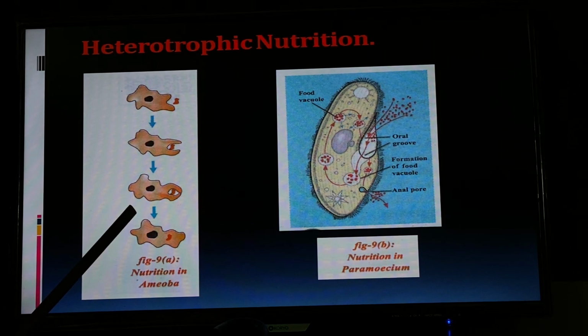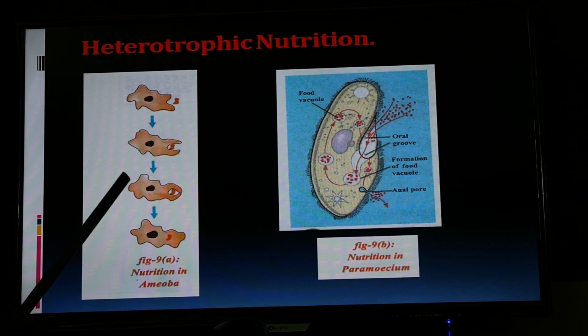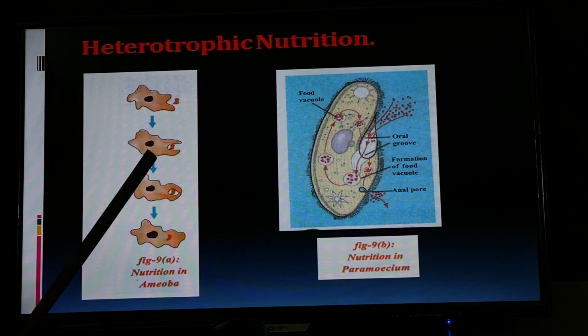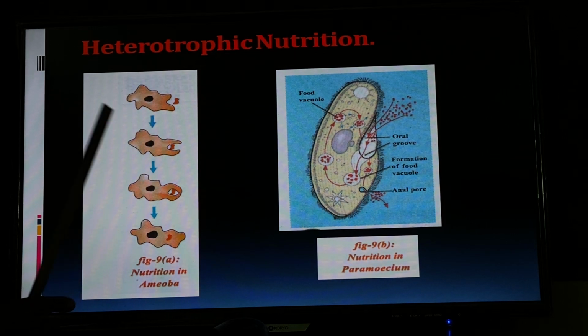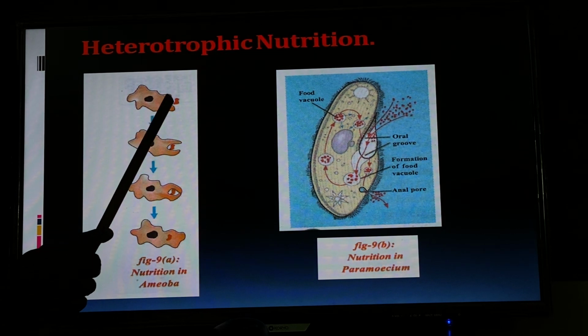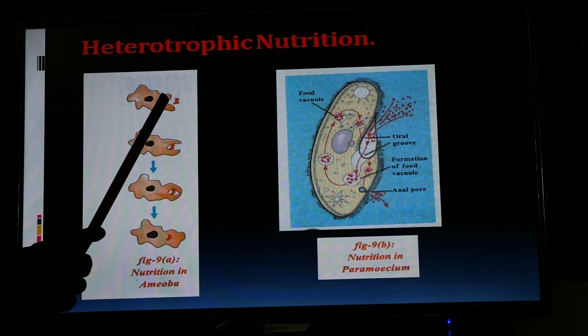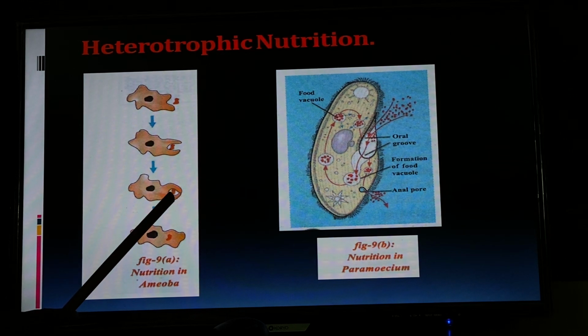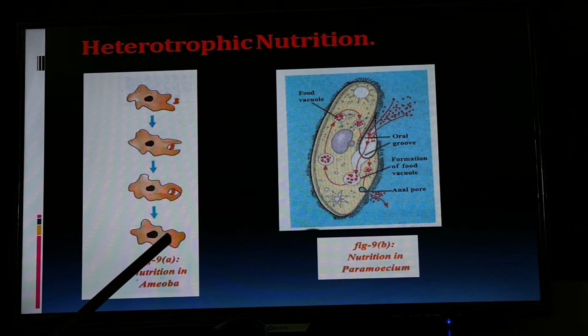Amoeba is a unicellular organism. It does not have a particular shape. They move from one place to another with the help of pseudopodia. All this you learnt in 8th class. With the help of pseudopodia, they capture the food materials. This is the food material. They live in water, no? They capture the food material with the help of pseudopodia and ingest the food inside the body. That is called ingestion. Ingestion means intake of food.